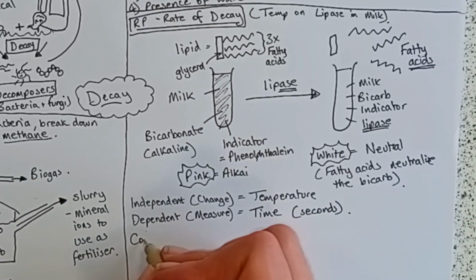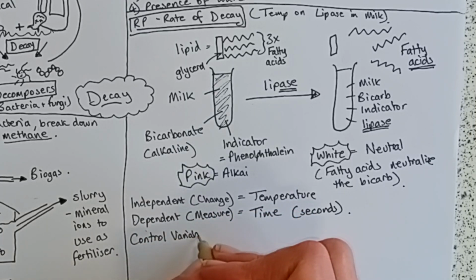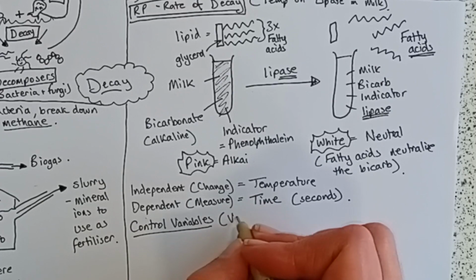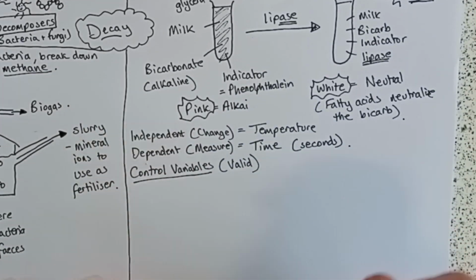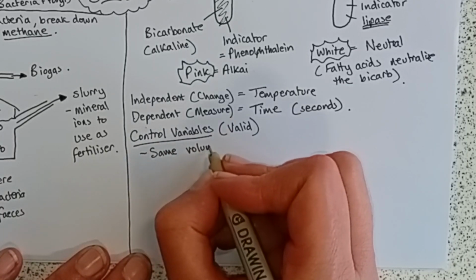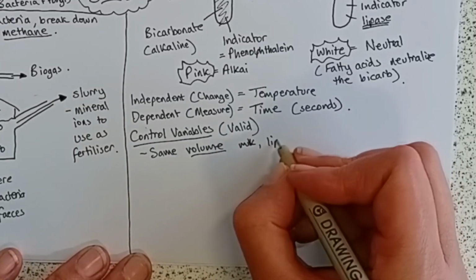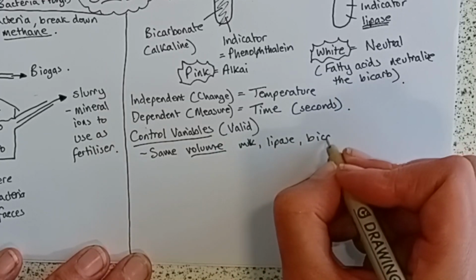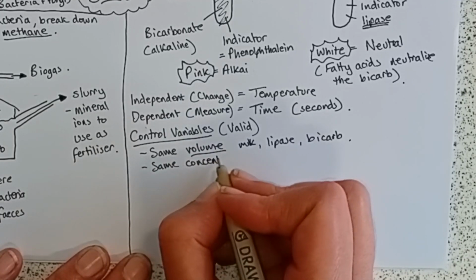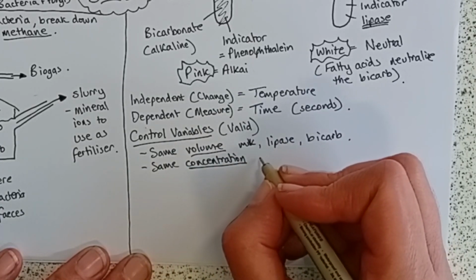The control variables then are the things that we need to keep the same each time. So the control variables, in other words, the things that make it valid, remember an experiment to be valid needs controls, then we would need the same volume of milk or lipase or bicarb, or the same concentration. Notice we're not saying same amount, okay?